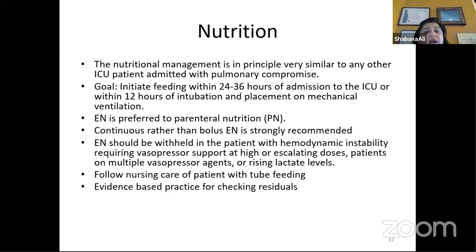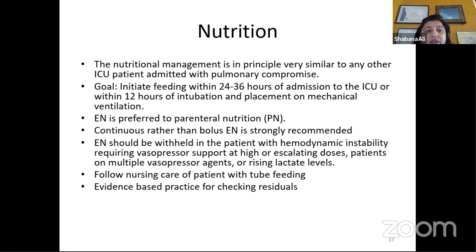The goal is to start within 24 to 36 hours of admission to the ICU, or within 12 hours of intubation if the patient is on mechanical ventilation. So if it's in your shift, and the patient got intubated, you have to make sure that you hand over to the nurses. If there is no contraindication for the patient, recommend that the tube feeding should start. Most of the time the NG tube is placed when the patient gets intubated. So you have the NG tube, all you have to do is just go ahead and start.